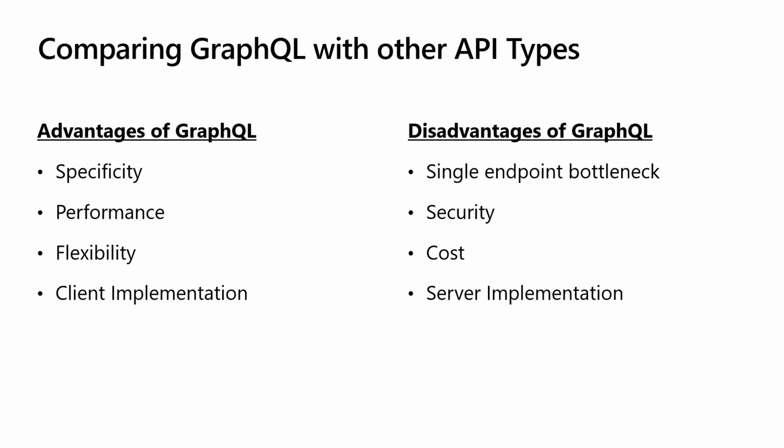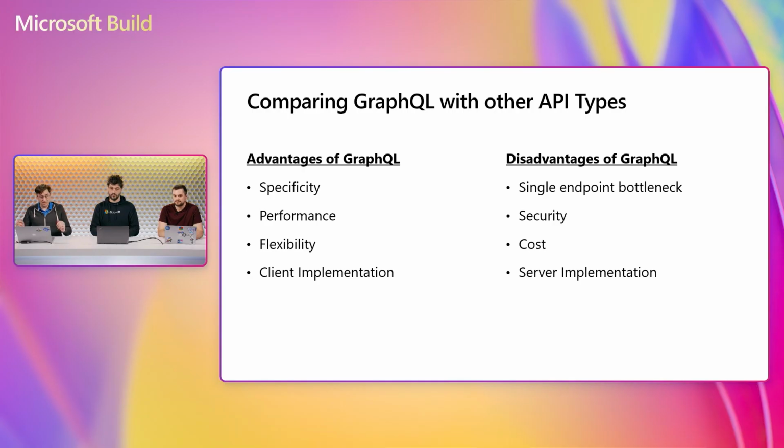First of all, you can specify exactly what you need, no more, no less. It's very performant as a result. Rather than multiple requests that are much smaller and harder to compress, you get a single request with larger data blocks, which are easier to compress. You can be very flexible. The client can change without the server changing. That's wonderful. And there's lots of great client implementations.